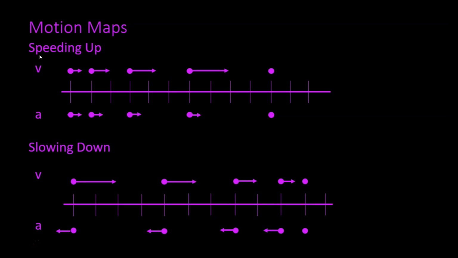Now, the opposite is true when an object is speeding up. When an object is speeding up, the velocity and acceleration are in the same direction. So an object speeding up to the right will have both its velocity arrows and acceleration arrows pointing to the right, and an object that's speeding up to the left will have its velocity arrows and acceleration arrows pointing to the left. So let's go ahead and review what we learned about motion maps.